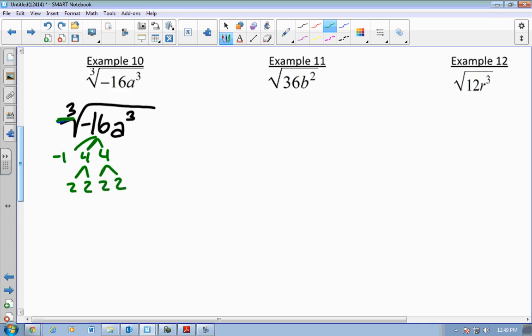So I have all these 2's and I find a triplet. But it leaves this negative 1 underneath. I said I hope you're using a pencil for a reason. With a little manipulation, we can get the negative out front. Because you're okay.